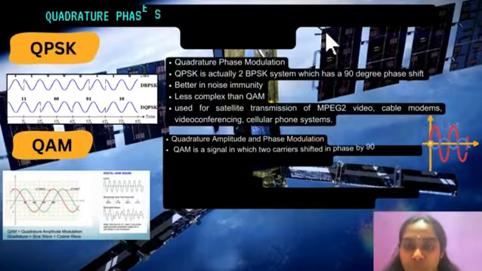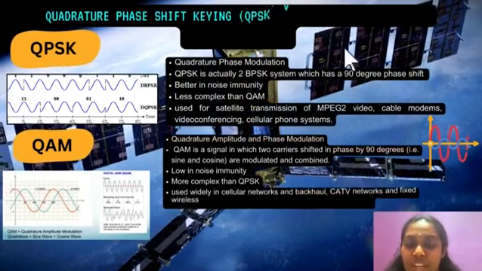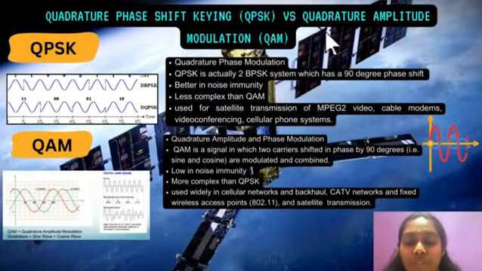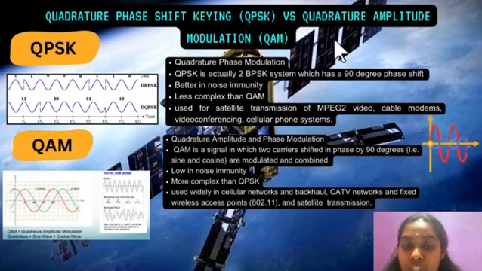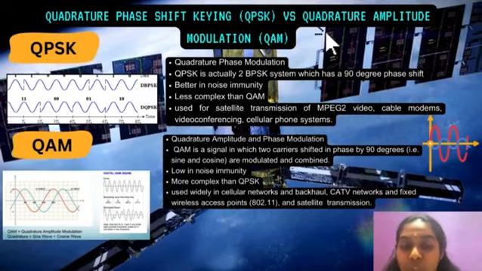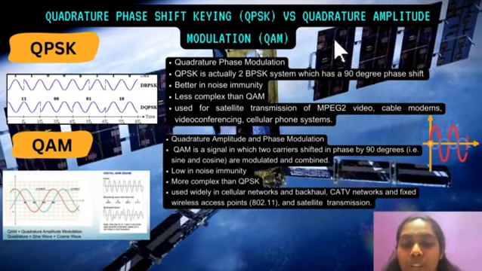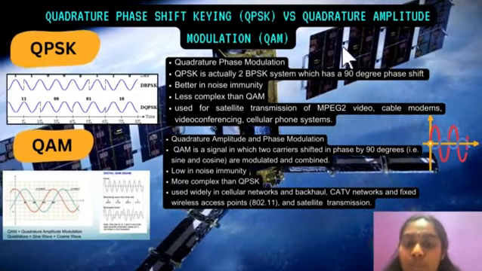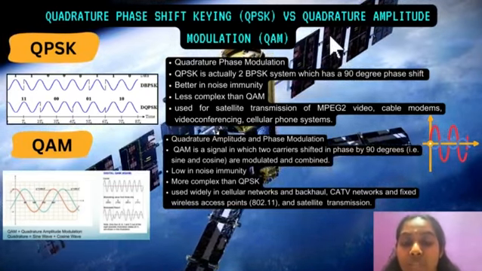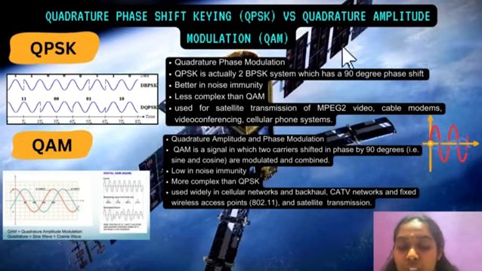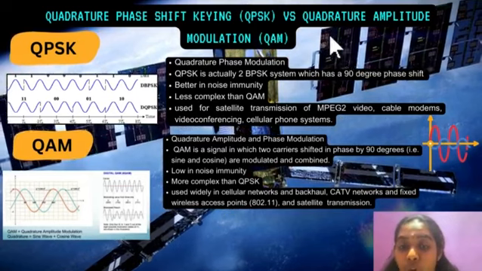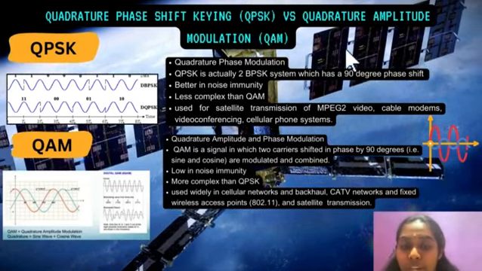So now I will be explaining quadrature phase shift keying (QPSK) versus quadrature amplitude modulation (QAM). For QPSK, it usually changes in the phase, while QAM changes in the amplitude and phase. So QPSK is actually 2 BPSK systems which have a 90-degree phase shift, while QAM is a signal in which two carriers shifted in phase by 90 degrees, either in sine or cosine, are modulated and combined.